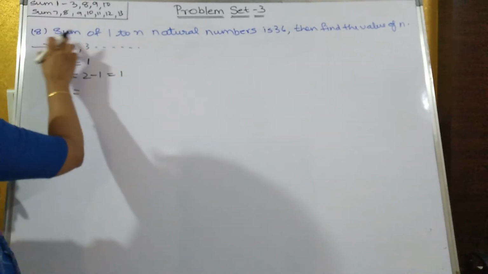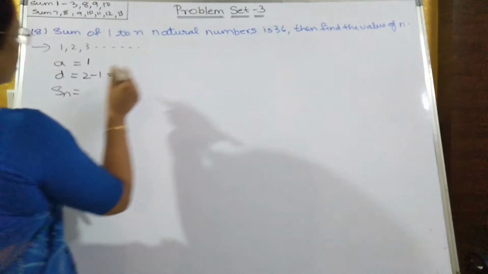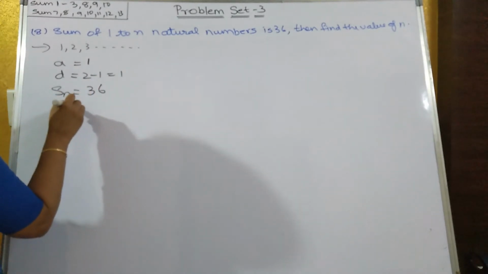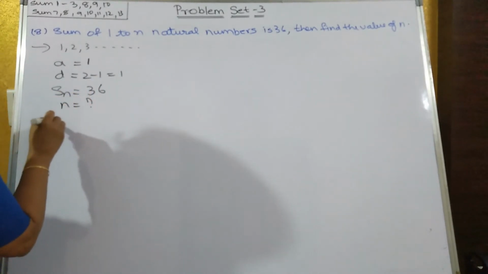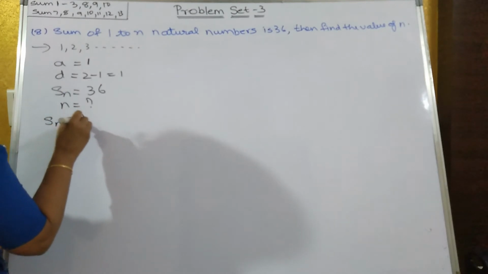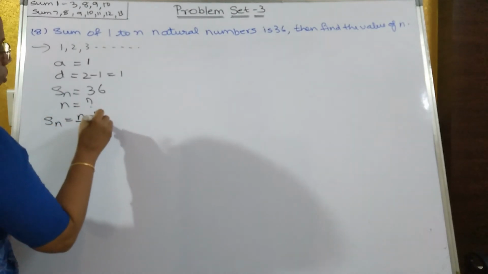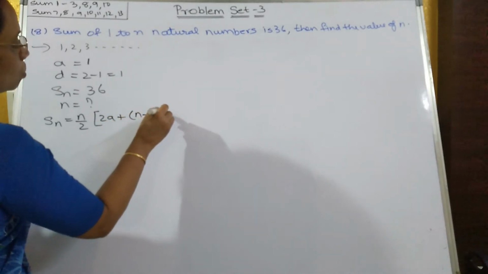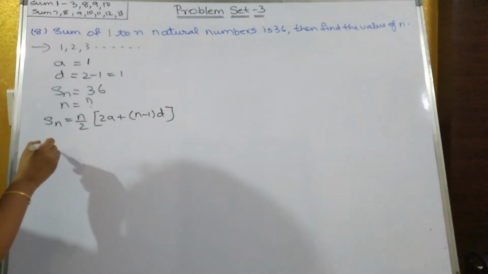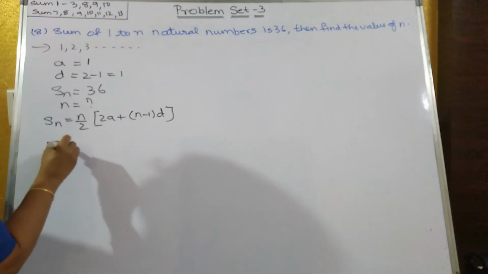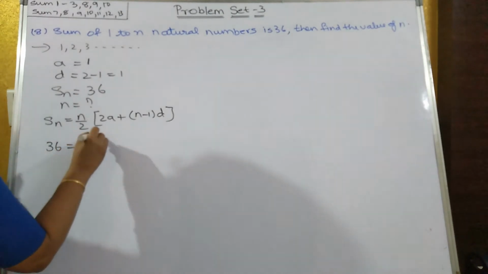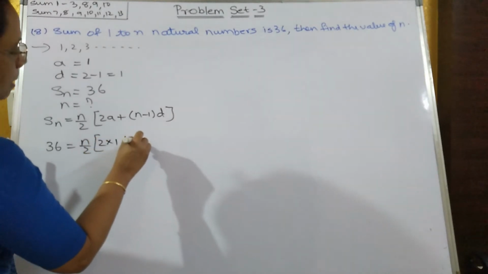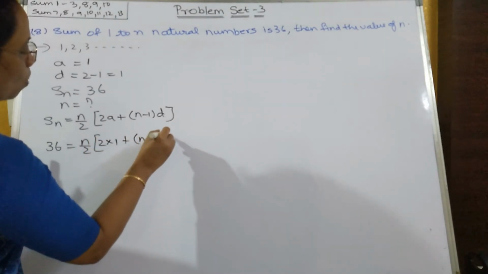And sum of the n natural number is how much? 36. So Sn is equal to 36, and n we have to find out. Now what's the formula? Sn is equal to n upon 2 into 2a plus n minus 1 into d. So Sn is equal to 36. 36 is equal to n we don't know into 2 into 1, a is 1 plus n minus 1 into 1.